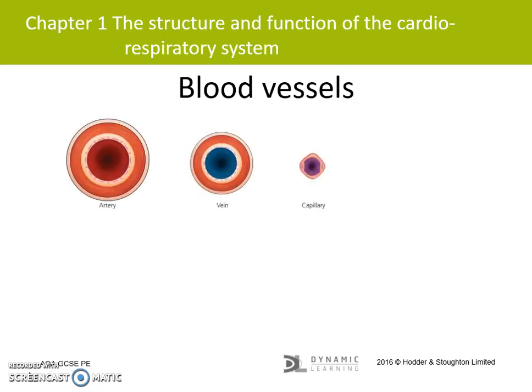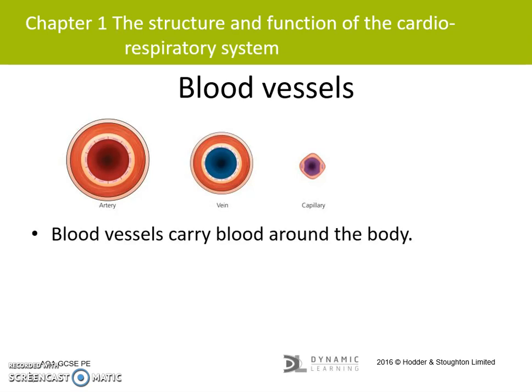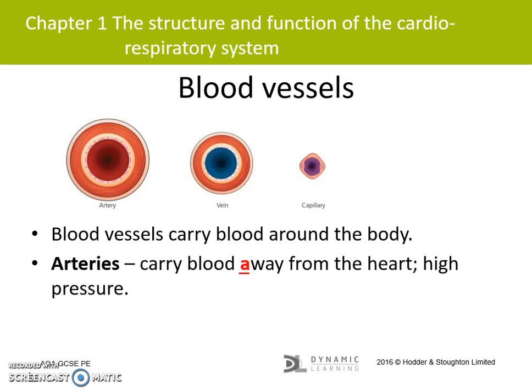Now, on this diagram here, you can see the three main blood vessels we have. We've got arteries, which are larger, veins, slightly smaller, and capillaries, which we've already spoken a lot about in lessons. And what blood vessels do is they carry all that blood around our body. The arteries, and I always remember it with the A, arteries carry blood away. A for arteries, A for away. So arteries carry blood away from the heart.